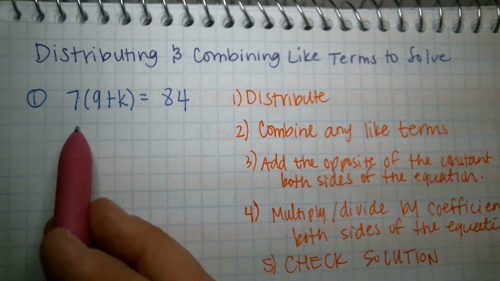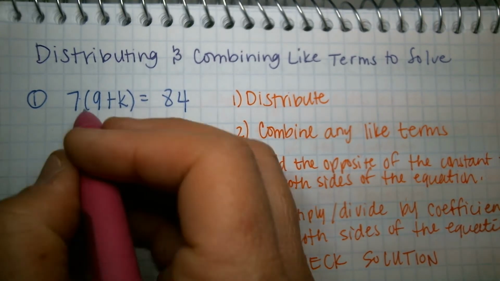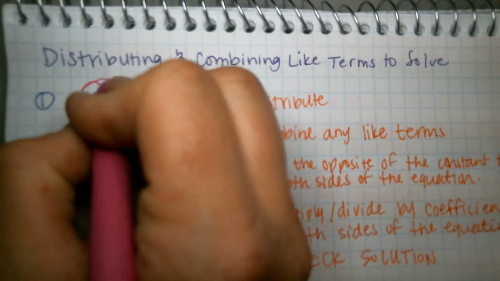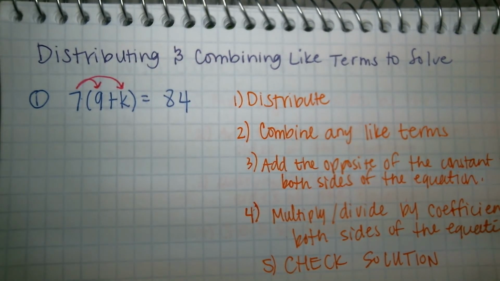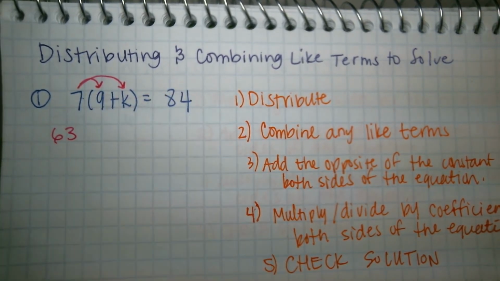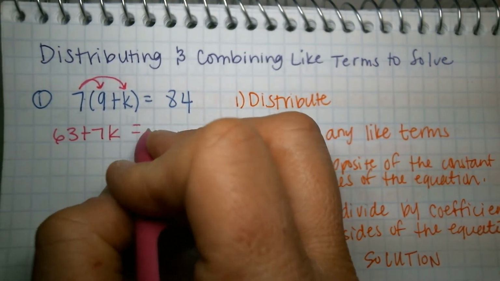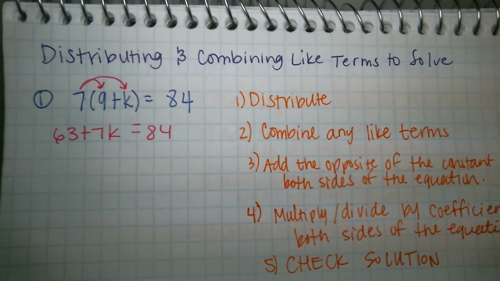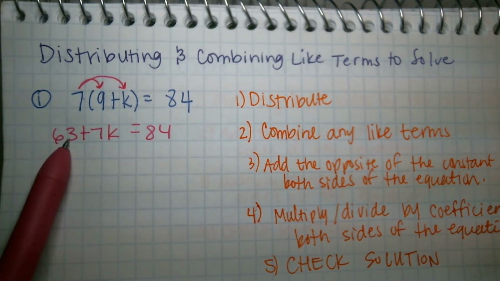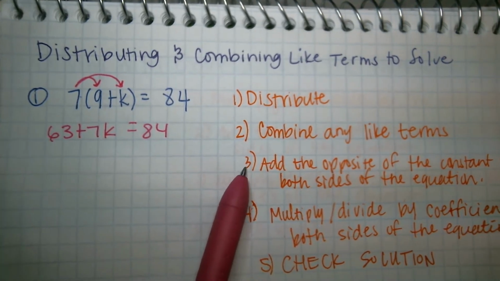First thing, I've got 7 times the quantity 9 plus k. So first thing I want to do is multiply that 7 times the 9 plus k. So 7 times 9 is 63. And 7 times k is 7k. And that equals 84. All right, combine any like terms. Well, I've got 63 and 7k. Those aren't like terms. So then I'm going to go to step 3.